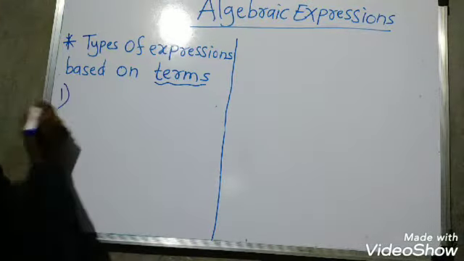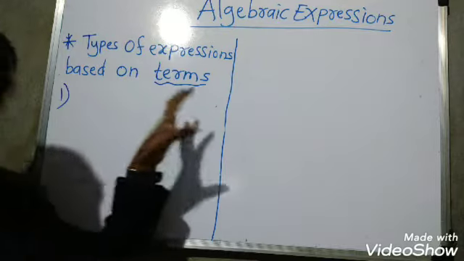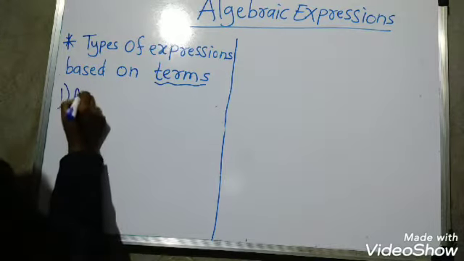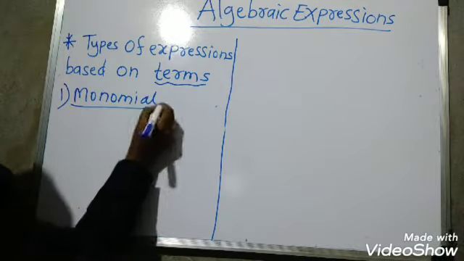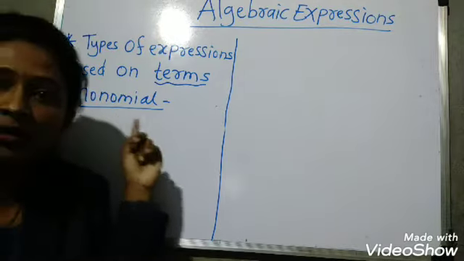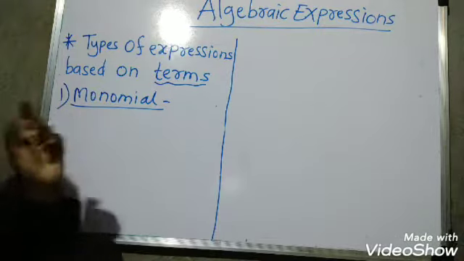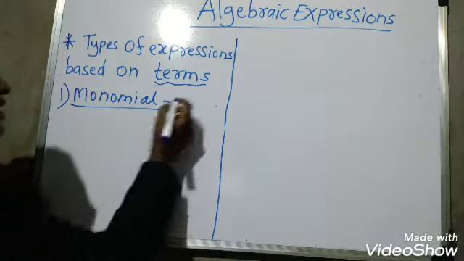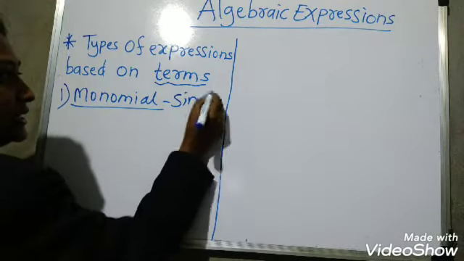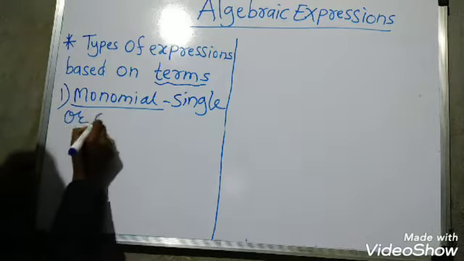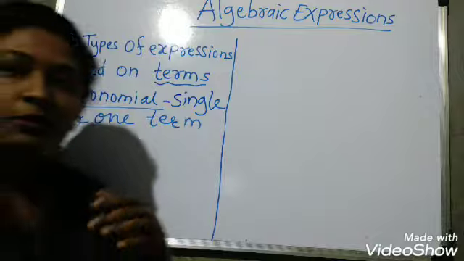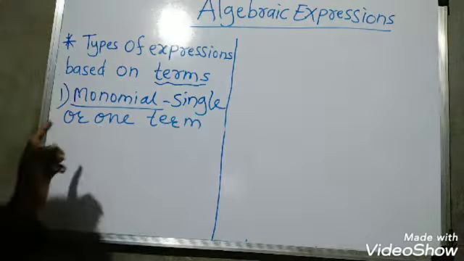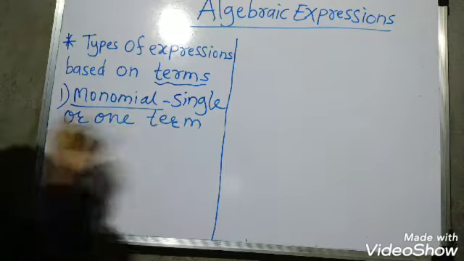Now see, first the types of expression based on the terms. The first type is monomial. In that word only we will get the meaning. Mono means single, so it is the expression in which a single term is there. Single or one term, that is a monomial.